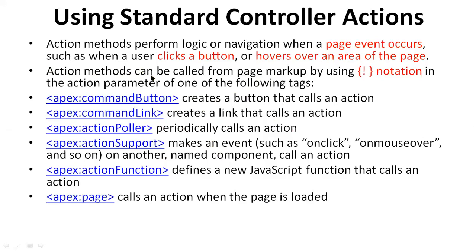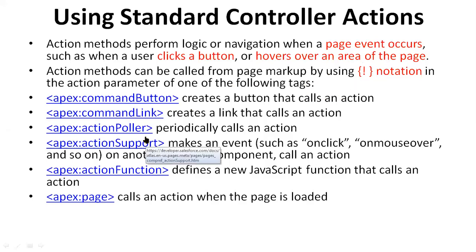An action method can be called from the page markup by using a curly bracket, and within the curly bracket there is an exclamation mark and then, for example, the save action. Is it clear or not? That is an important thing here. What is the important notation? You call the action by using curly bracket, exclamation mark.